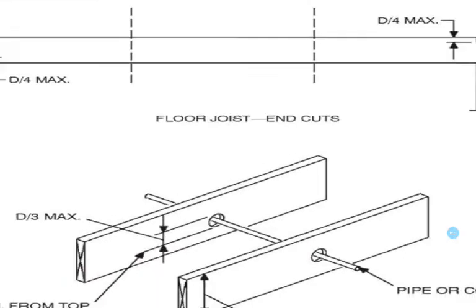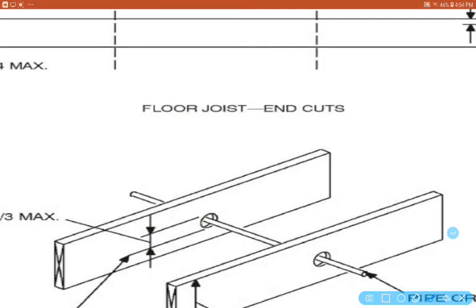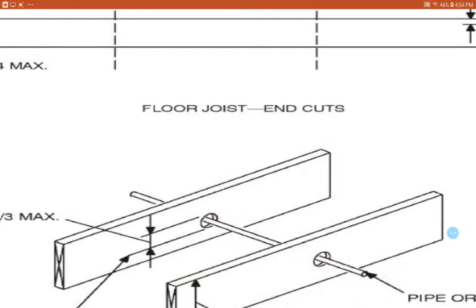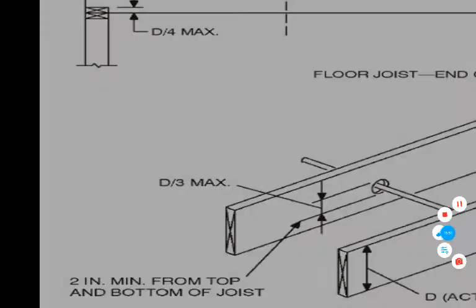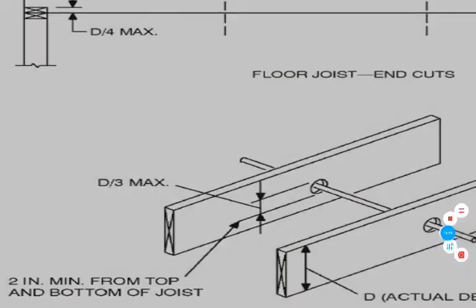All right, let's take a look at holes. The first thing I want to highlight is a hole cannot be closer to the edge than 2 inches. So you have a space of 2 inches on the top here and the bottom here where you're not allowed to place a hole. So 2 inches is that spot. The other thing is, what size is that hole? It's D divided by 3.